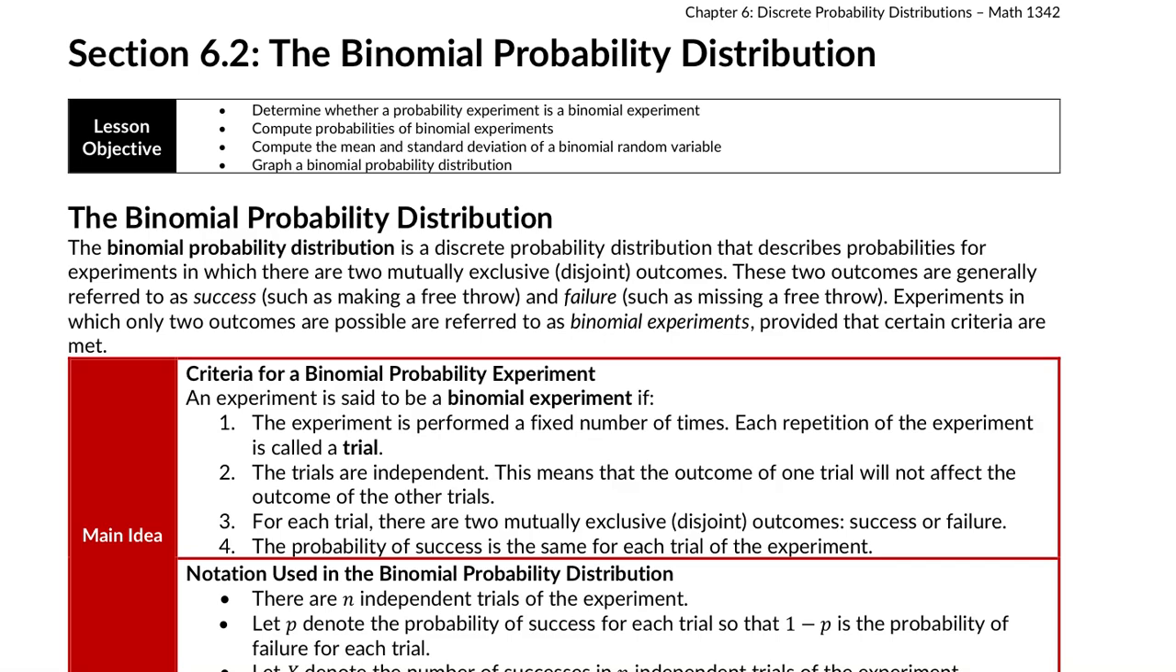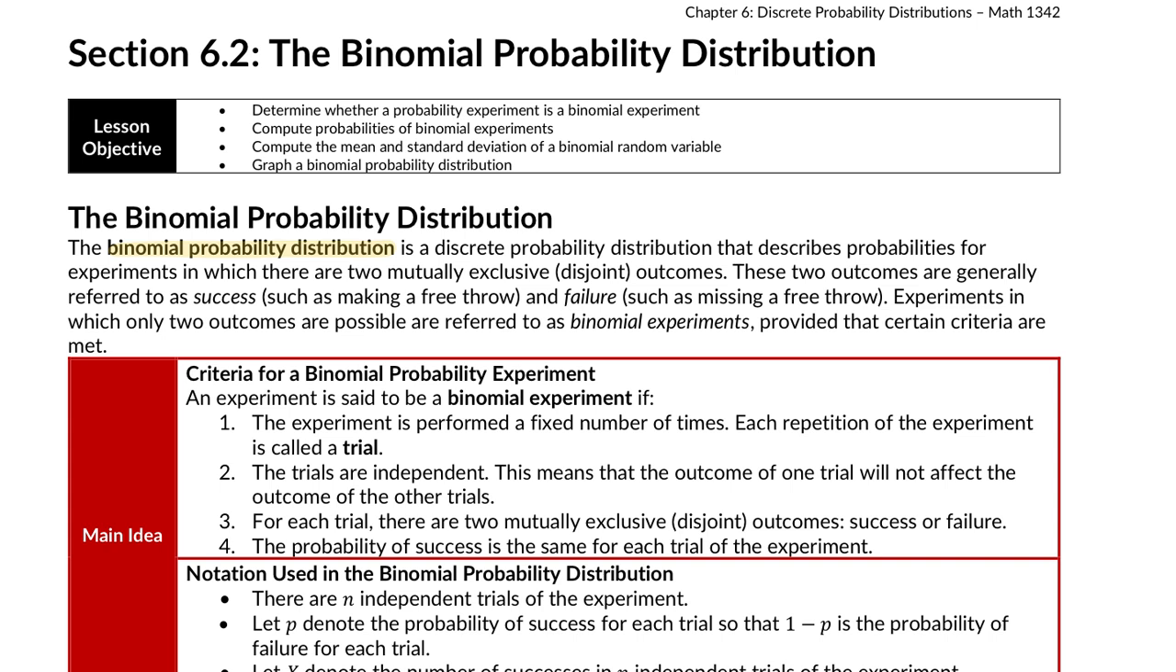The binomial probability distribution. This is a big deal in statistics and in probability. The binomial probability distribution, let's highlight, is a discrete probability distribution that describes probabilities for experiments in which there are two mutually exclusive or disjoint outcomes.